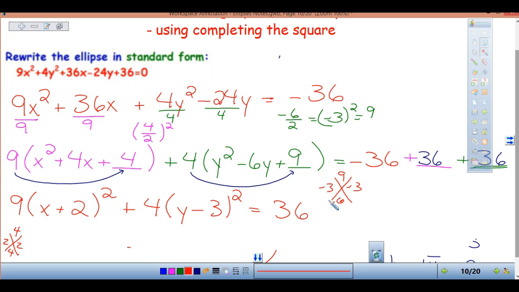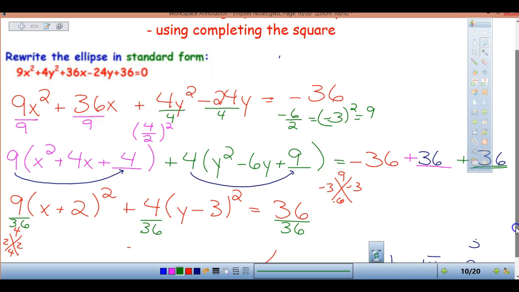Now, the extra step, remember, is it can't equal 36. My equation has to equal 1. So how do I get rid of that? Well, I'm going to divide everything by 36. So this will be our last step here. So I'm going to divide this by 36. Well, again, if I do it on the right side, I have to do it with everything on the left. So I'll divide that by 36. And so we'll get this.